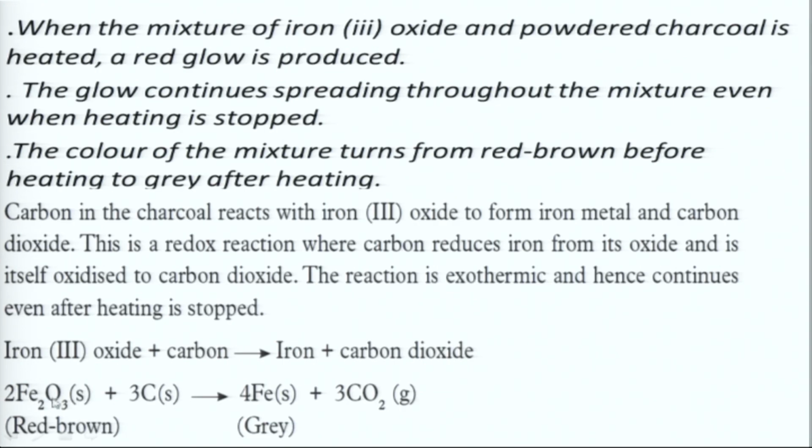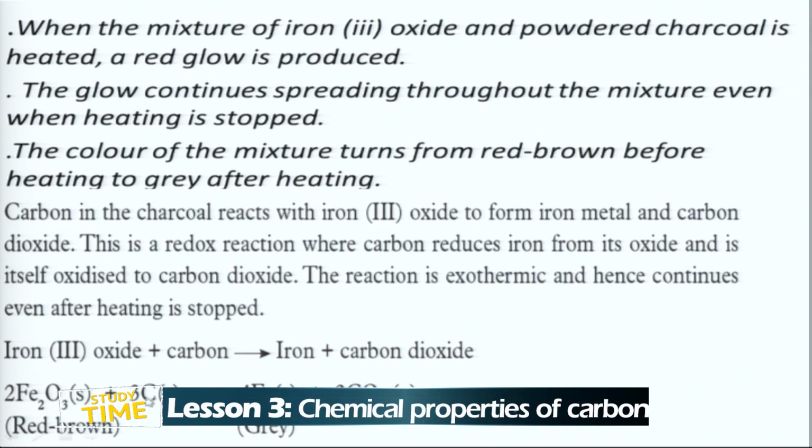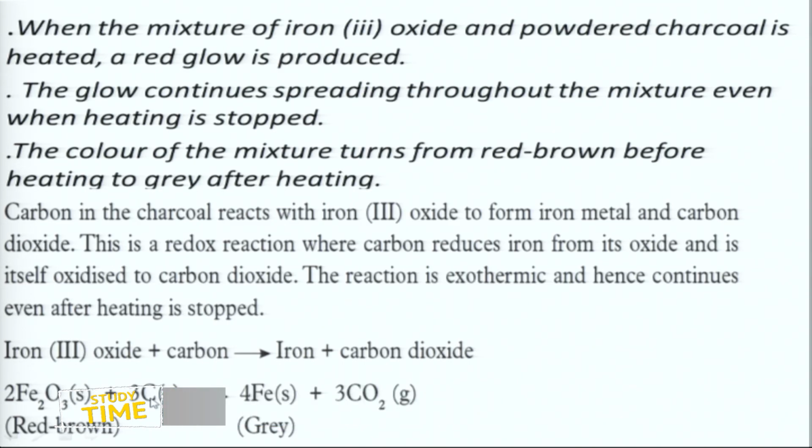So go on the equation here. On the equation here, we have iron 3 oxide. This is iron 3 oxide. When you react it with carbon, we have said it is a redox reaction. What does a redox reaction mean? It means that this carbon has added itself to oxygen. It has reduced iron from its oxide, and the iron is alone here. Then it has oxidized itself to form carbon dioxide.